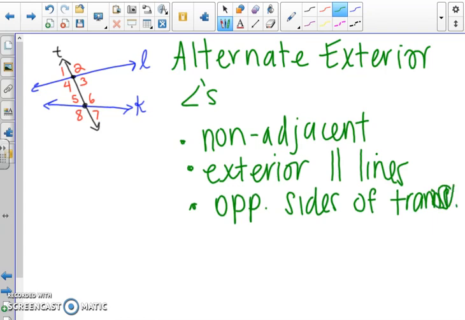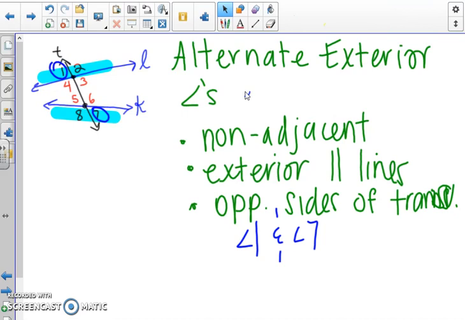I'm going to abbreviate that. If they're exterior angles, they're going to be on the outsides, the exterior of the parallel lines. So we're looking at 1 and 2, 8 and 7. And then they're alternate, they're on opposite sides. So if 1 is on the left side, it will match up with 7. So angle 1 and angle 7. Angle 2 and angle 8.